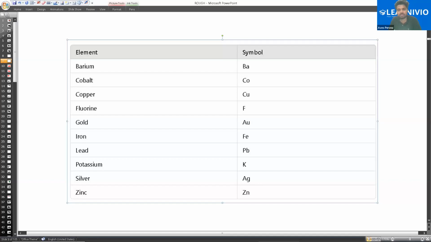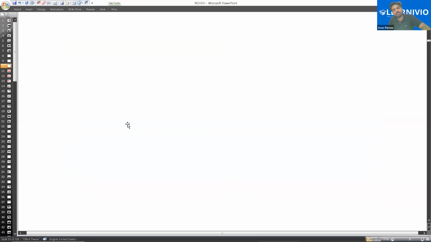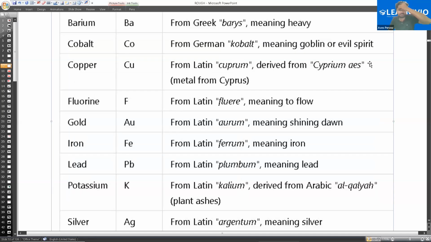And here are the names for their origins. Done, noted? Everyone noted? Yes, Sarah, you also? Okay, so here are the names for their origins.